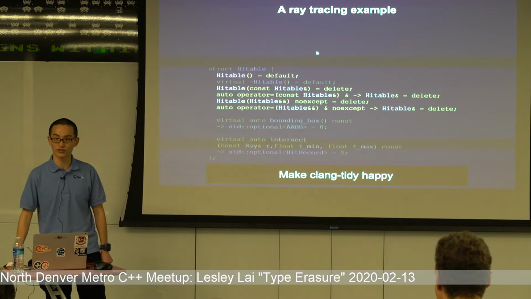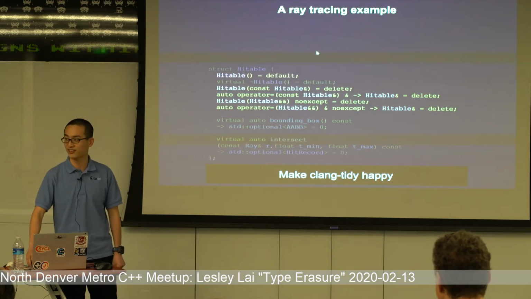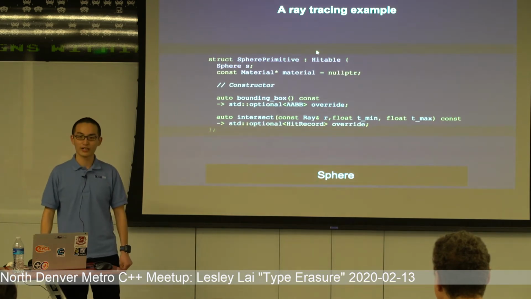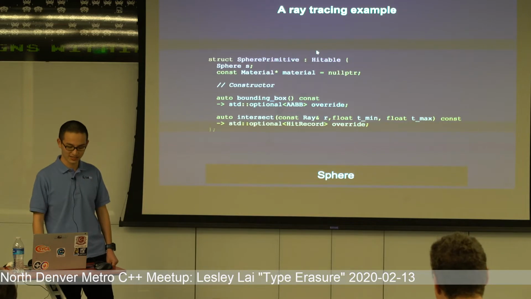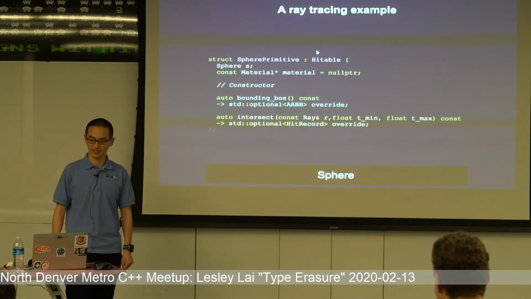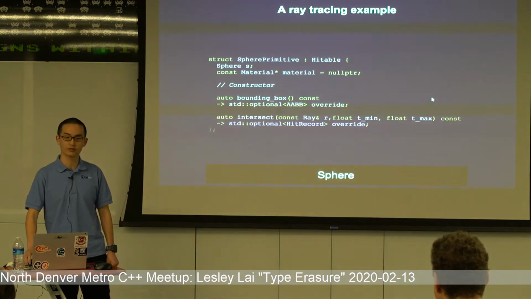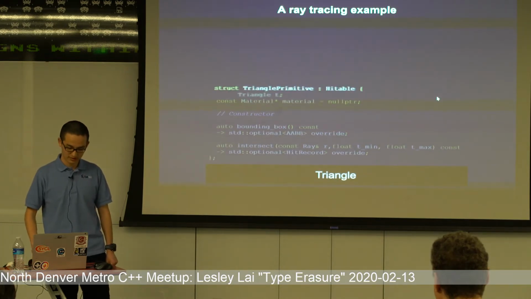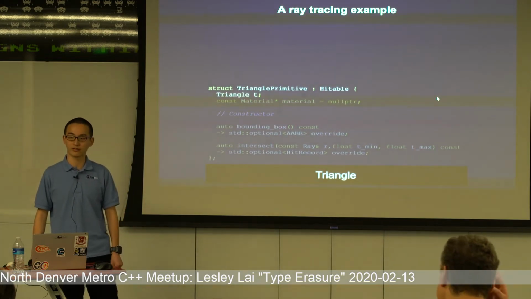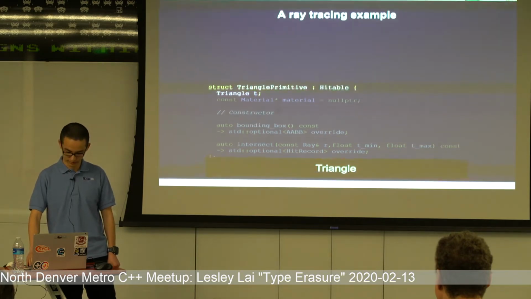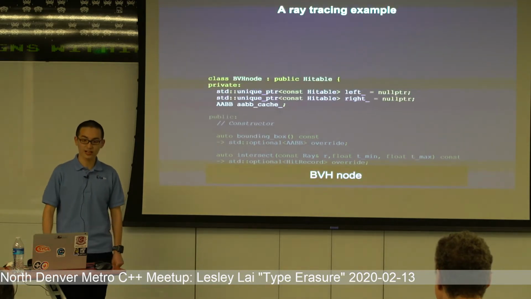To be honest, I don't understand the purpose of those, but just make clang-tidy happy. And we can have a bunch of derived classes that contain some arbitrary data, and then we implement those functions. And we can have different derived classes with different data and implement those virtual functions in different ways. And this class is more interesting.